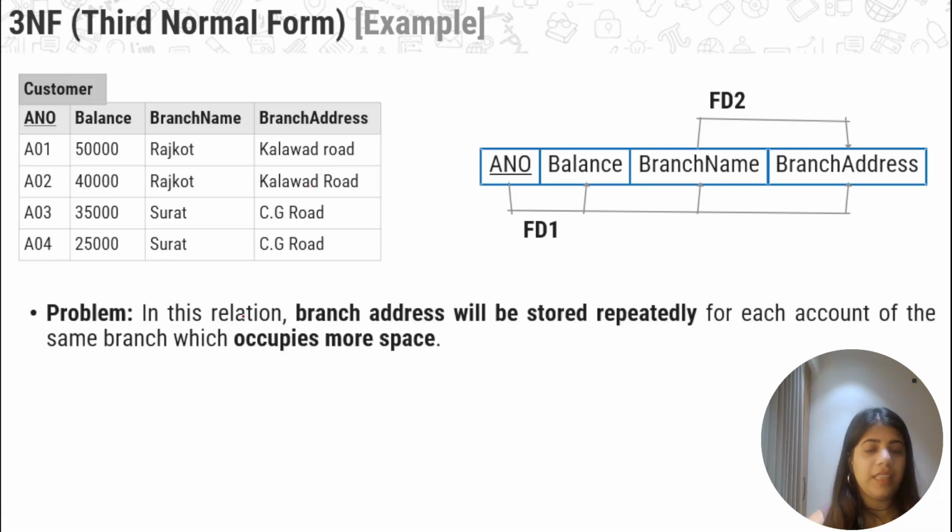The problem in this relation is that branch address will be stored repeatedly for each account of the same branch, which occupies more space. So for account number 1, the branch name is the same. However, the branch address over here is repeated again. Branch name is also repeated again. So this creates a redundancy.